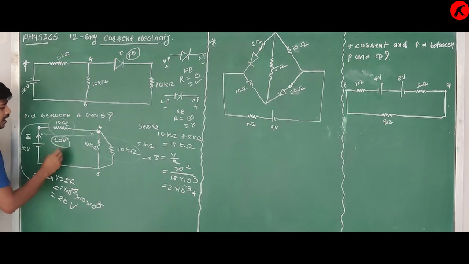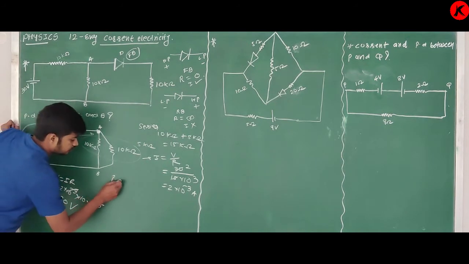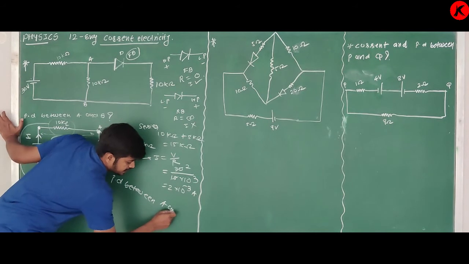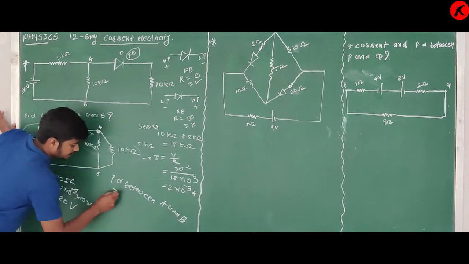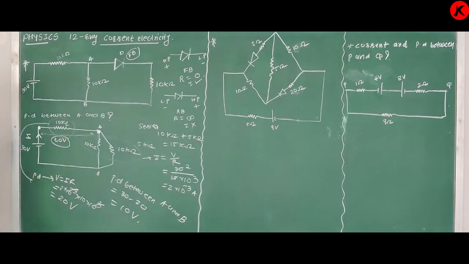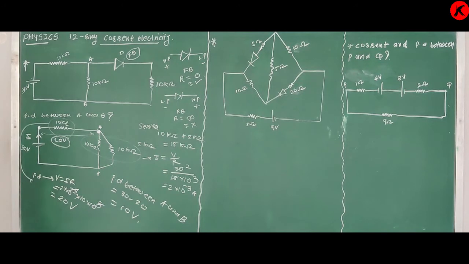Is 20 watt. So obviously, if the battery is 30 watt, what is the potential difference between A and B? Yes, the potential difference between A and B is equal to 30 minus 20, that is 10 watt. Simple. So the potential difference between A and B is 10 watt. Clear about this? Okay. Next question.